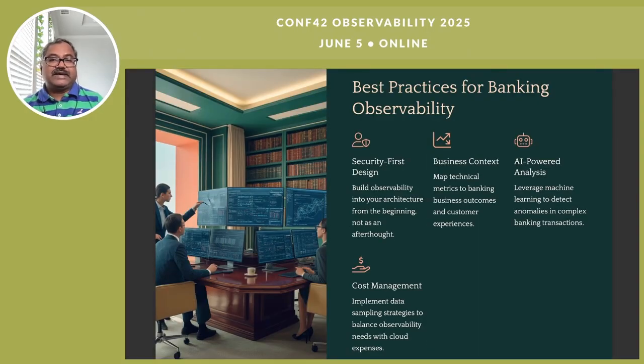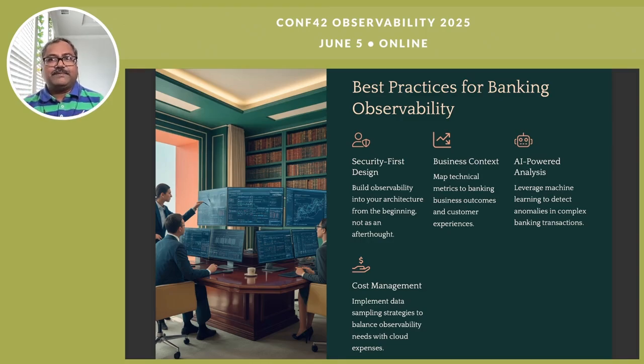Let's look at some of the best practices for banking observability. When you want to implement observability for the bank or applications, we should see these things in the beginning itself. Build observability into your architecture from the beginning, not as an afterthought. We need to create business context, mapping the technical metrics to banking business outcomes and the customer experience. We should have that map ready.